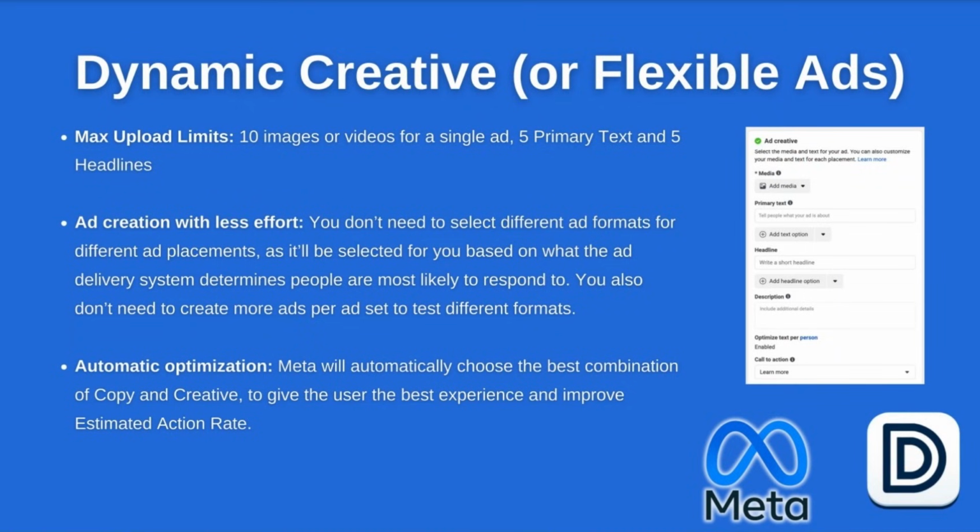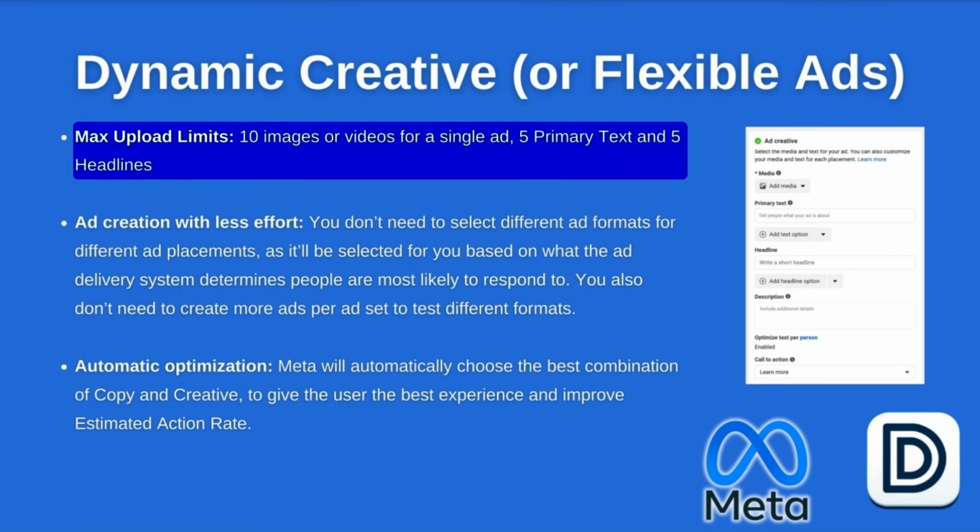Now, let's get into dynamic creative or flex ads. These are an incredible tool that will help you leverage Facebook's AI to do a lot of the ad building for you. And let me give you the parameters of them before we break down how to best use this tool. To start with, our max upload limits: you can have up to 10 images or videos for a single ad, and 5 primary texts and 5 headlines.